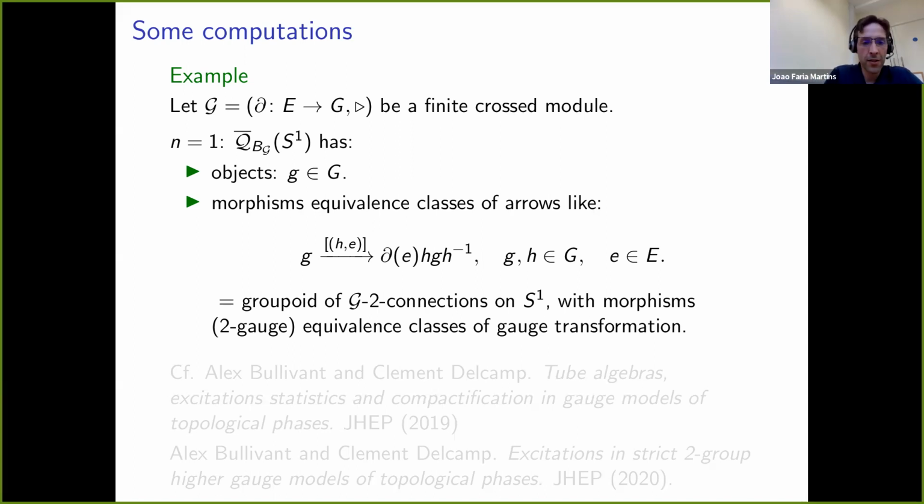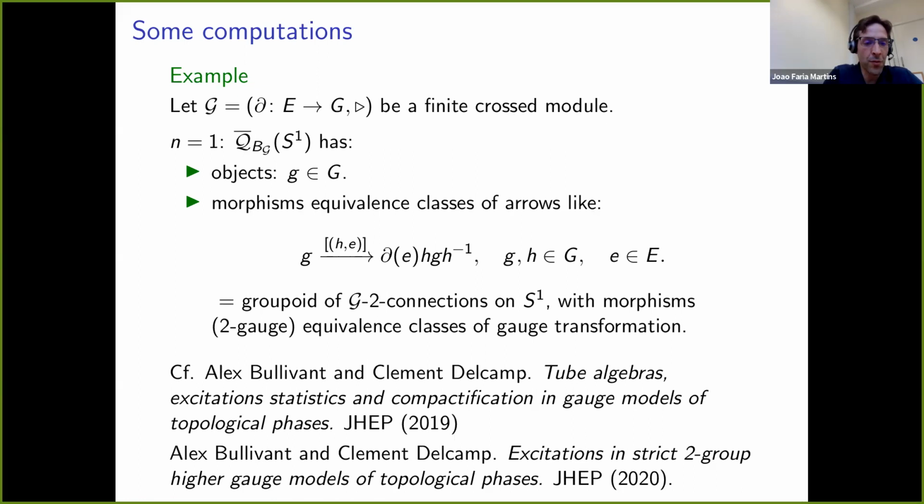And let me say, these two algebras appeared in these beautiful papers by Alex Bullivant and Clemens Delcamp. And this is a homotopy theoretical interpretation of the tube algebras, which they use to look at excitation statistics for 2+ dimensional topological phases derived from higher gauge theory.